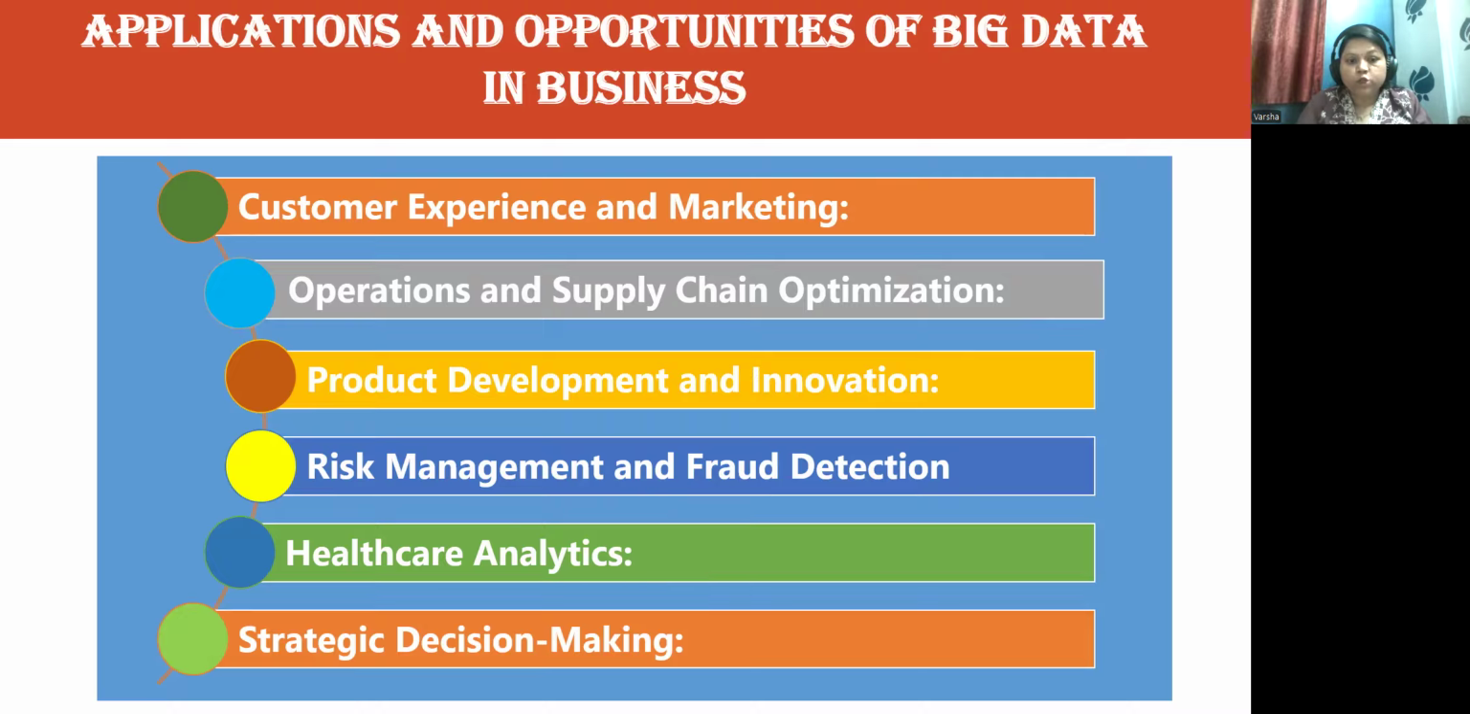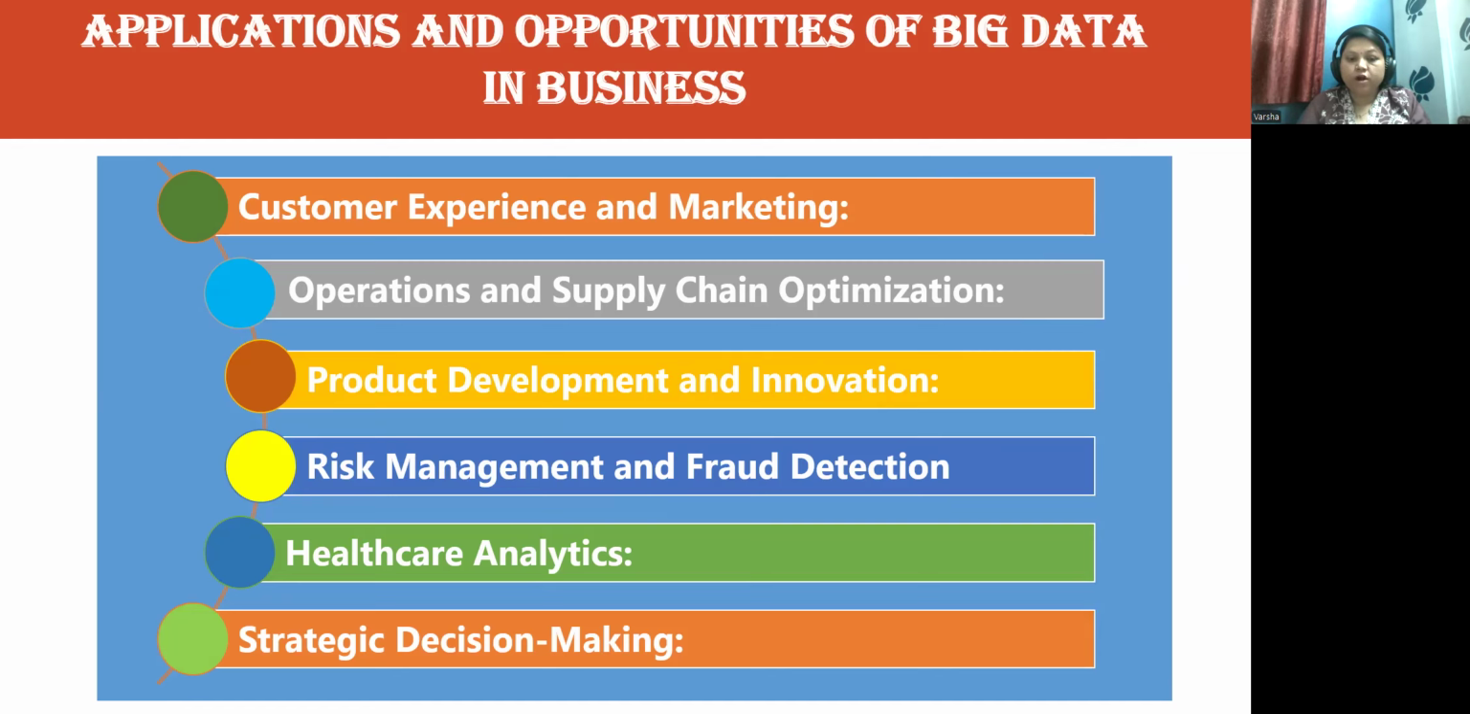Second opportunity in big data is operations and supply chain optimization. Again, we can take the example of the airlines industry. Airlines use big data to optimize flight schedules, predict maintenance needs and reduce delays. They improve their operational efficiency by using big data. Next one is product development and innovation. Google tracks app usage and search queries to develop new features that meet evolving customer needs.